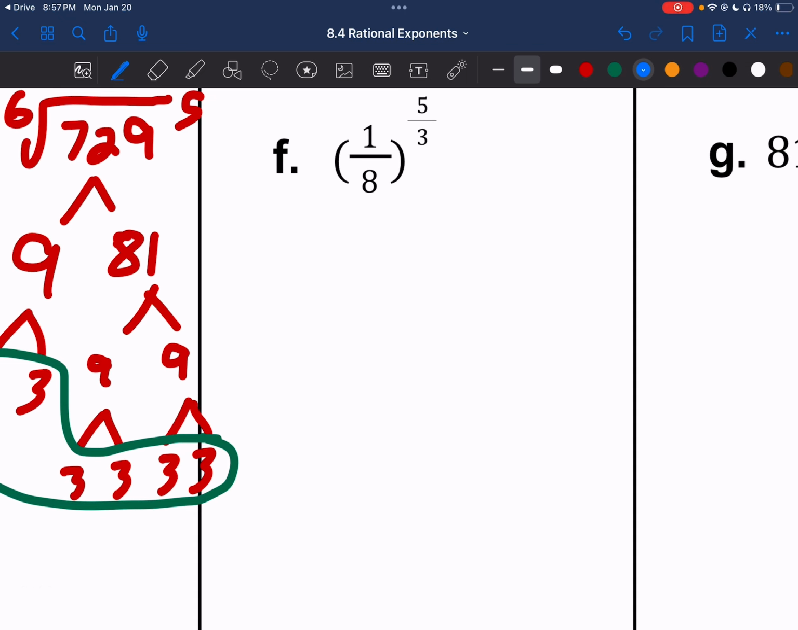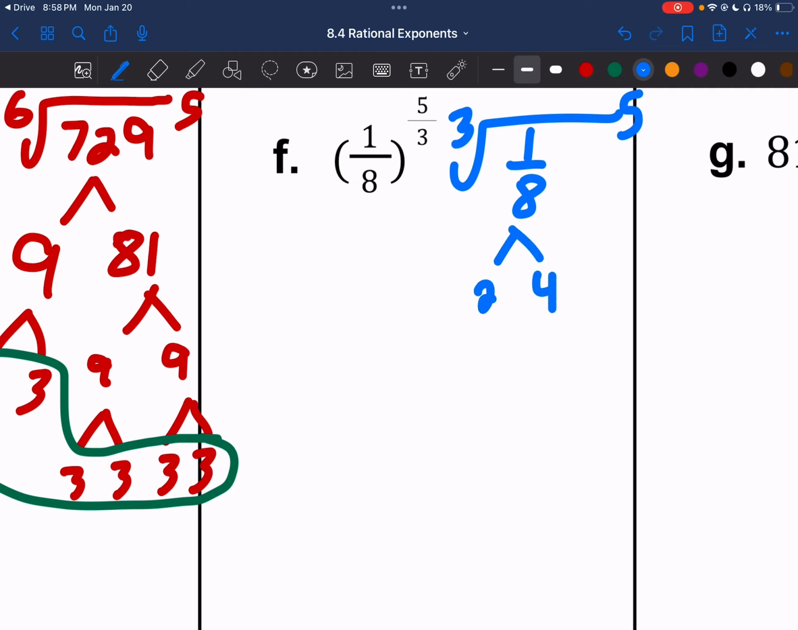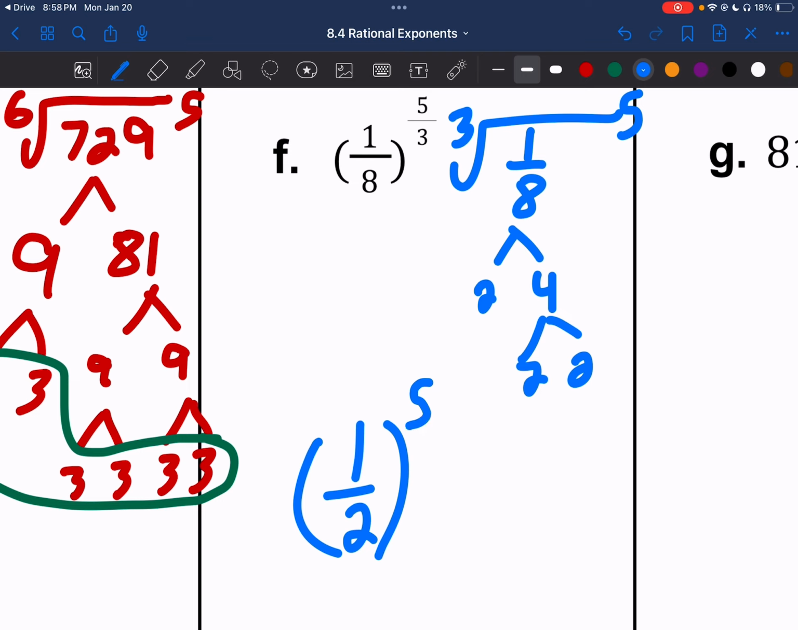All right, letter F, we have 1 over 8 to the 5/3 power. So we rewrite that. We're taking the third root of 8 and we are raising it to the fifth power. So the cube root of 1/8, because it's 1 over 8. The cube root of 8, well, that's 2 times 4, which is 2 times 2. So you have 1 over 2 to the fifth power, 1/2 to the fifth power. And when you multiply 2 times 2 times 2 times 2 times 2, you get 1 over 32.